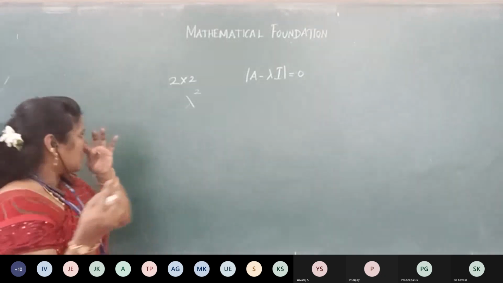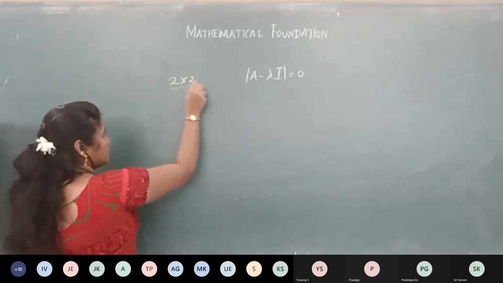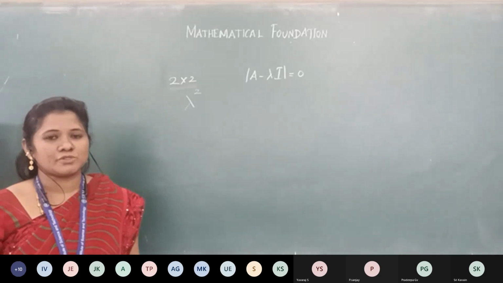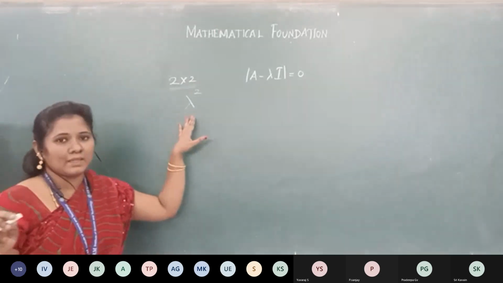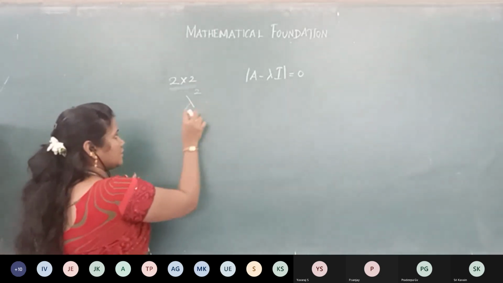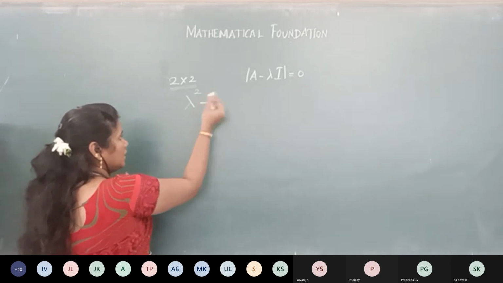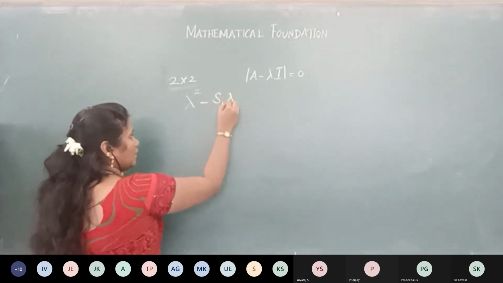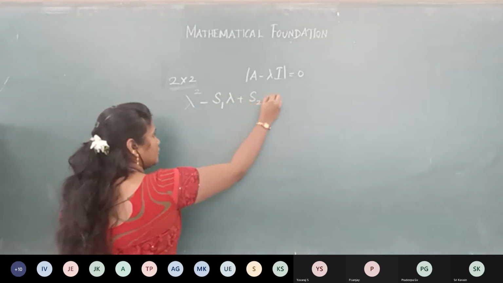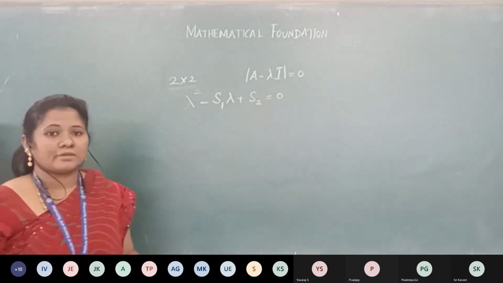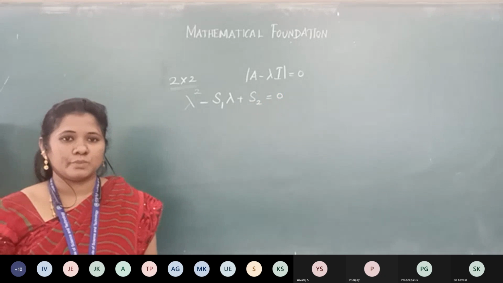So it is a 2 cross 2 matrix. Since it is a 2 cross 2 matrix, you start with lambda square, then minus S1 lambda plus S2 equal to 0. This is your characteristic equation when it is a 2 cross 2 matrix.